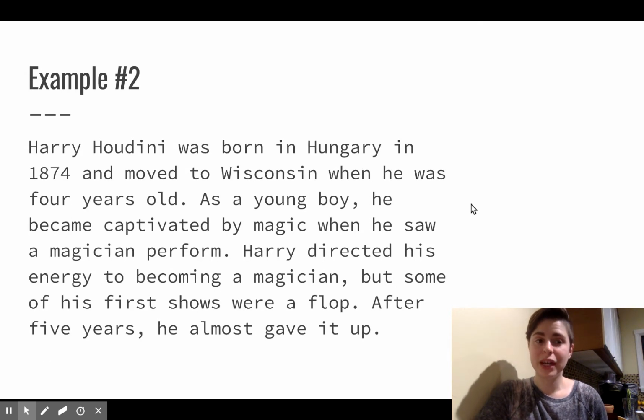Example number 2. Harry Houdini was born in Hungary in 1874 and moved to Wisconsin when he was 4 years old. As a young boy, he became captivated by magic when he saw a magician perform. Harry directed his energy to becoming a magician, but some of his first shows were a flop. After 5 years, he almost gave it up.